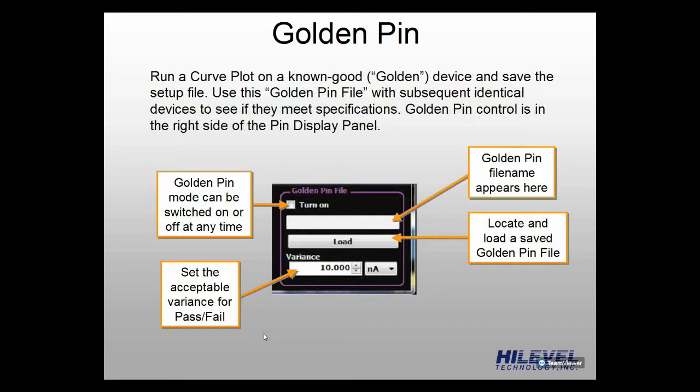In the lower right corner of the screen, you will find Golden Pin File. Here you can select a saved Golden Pin file, load it into memory, and set the allowed variance for the maximum deviation from the golden device that you choose to allow. Of course, there will always be some differences. No two devices are identical. Then you just turn it on.